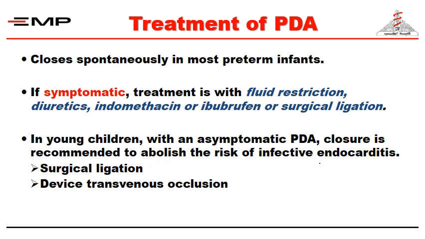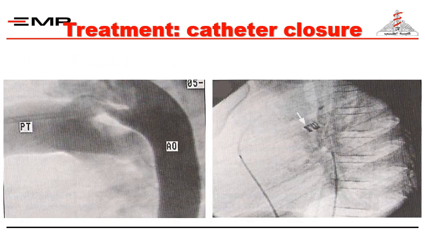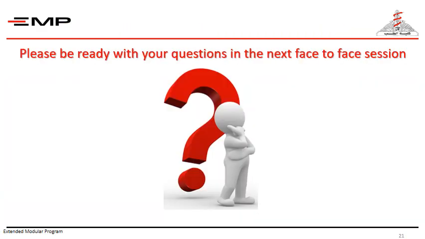How am I going to manage? I can surgically ligate it, or very commonly now, it is closed by a device, transvenous occlusion by a catheter. This is a coil closing the patent ductus arteriosus. So please be ready with your questions in the next face-to-face session about that part.